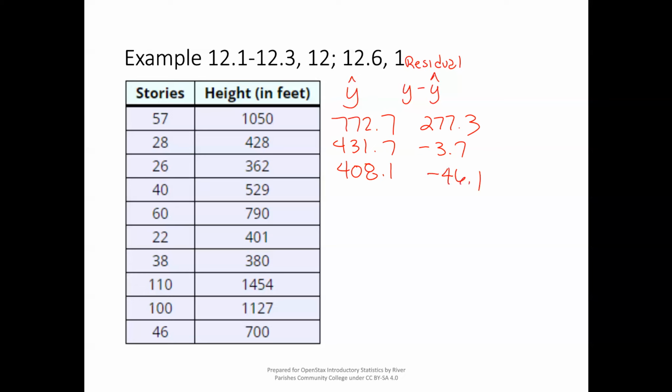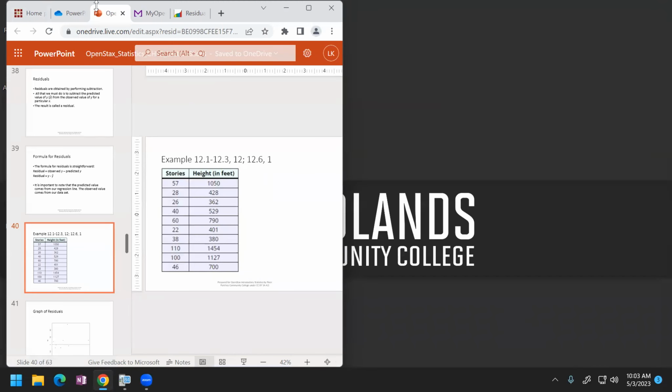All right, so I don't think it asks you to find all the residuals. How many residuals does it ask you to find? Does it ask you to find any? Let's find out.